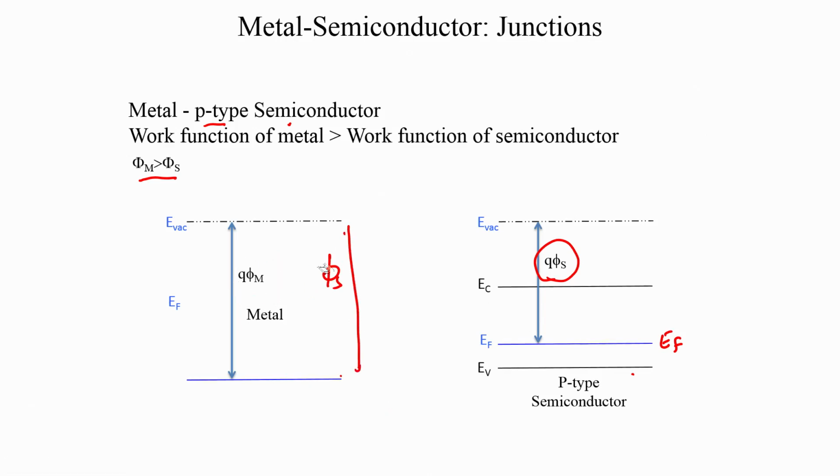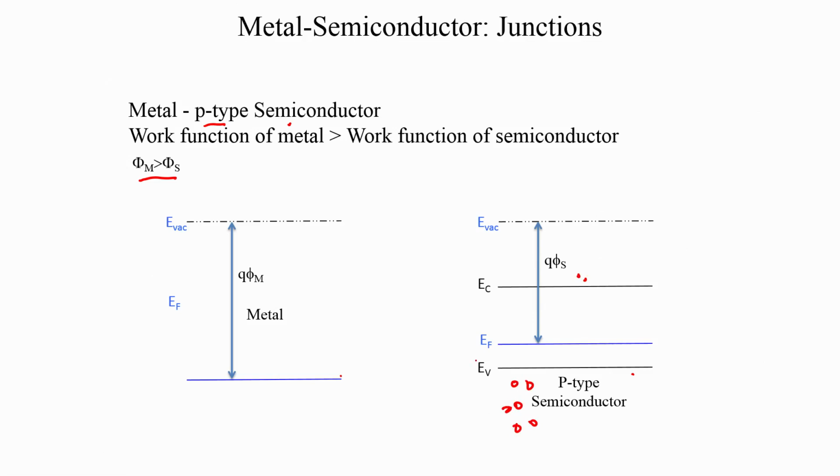So now what would happen? This is a p-type semiconductor, the majority carriers here are the holes. There are very few electrons, and a large number of holes. Holes are the majority carriers here.